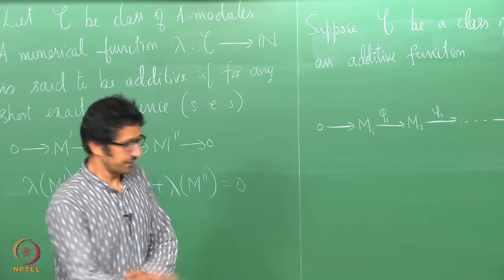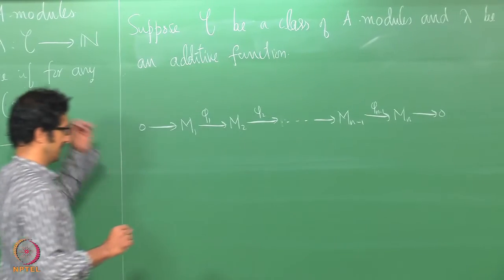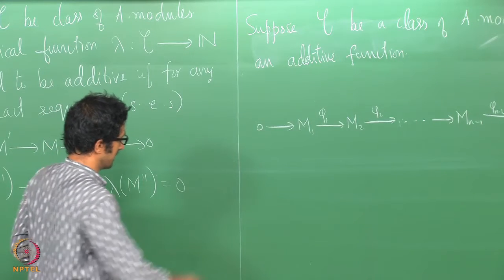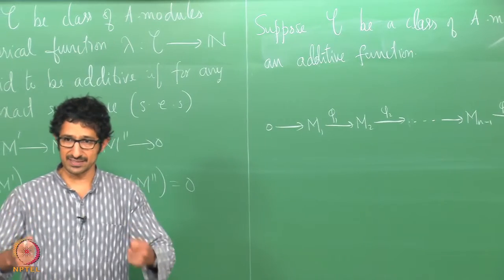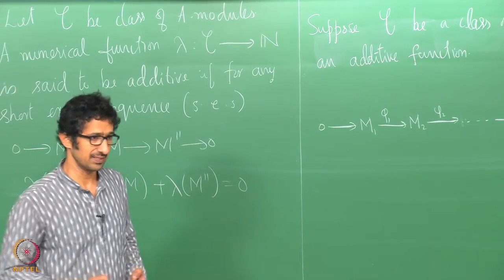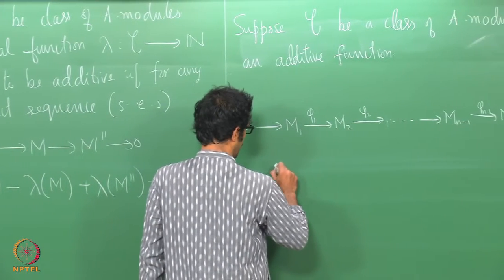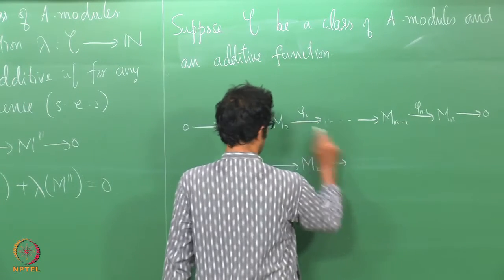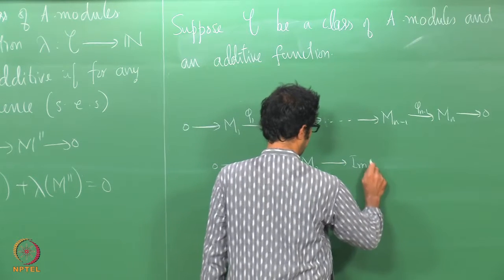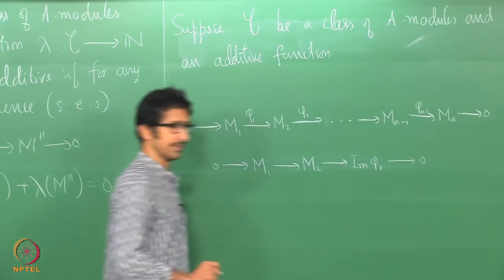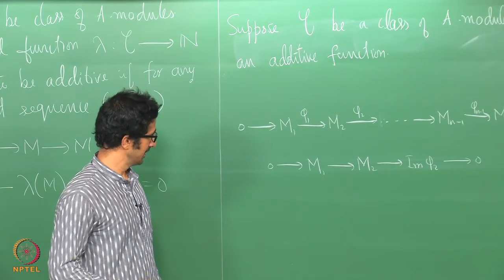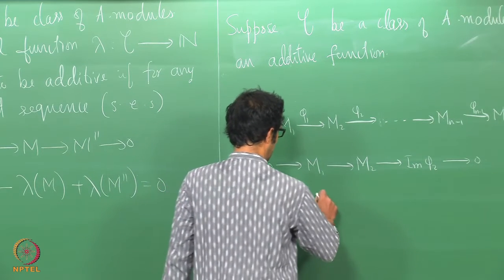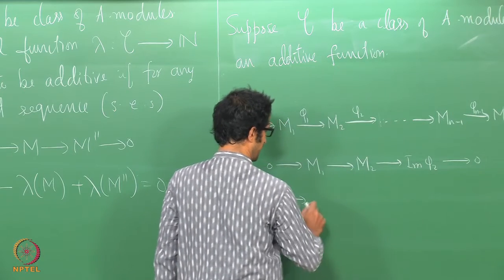Okay. So first of all, this is something that I probably mentioned some time back. If I have an exact sequence like this, I can split this into a lot of short exact sequences. So this is 0 to M1 to M2 to image of phi2 to 0. This is an exact sequence. Now I have image of phi2, which is also the same as kernel of phi3.